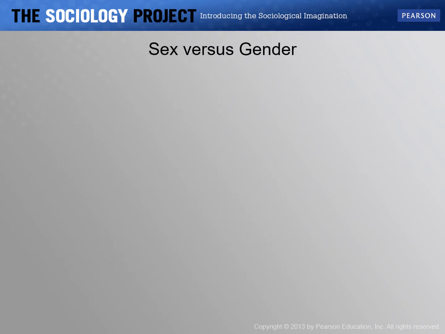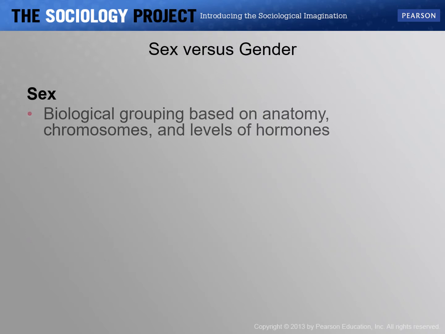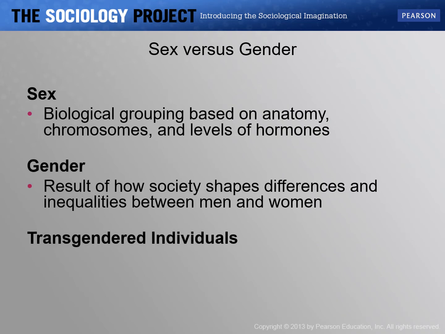What is the difference between sex and gender? Well, sex essentially is the biological grouping based on anatomy, chromosomes, and level of hormones. So you may be sexually a female with a high level of male sex hormones, and while you might think this is binary, it's absolutely not binary, and there may be more chromosomal material. Gender, on the other hand, is a result of how society shapes differences and inequities between men and women.